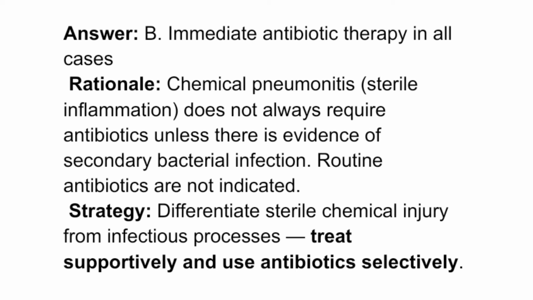Answer: B. Immediate antibiotic therapy in all cases. Rationale: chemical pneumonitis, sterile inflammation, does not always require antibiotics unless there is evidence of secondary bacterial infection. Routine antibiotics are not indicated. Strategy: differentiate sterile chemical injury from infectious processes, treat supportively and use antibiotics selectively.